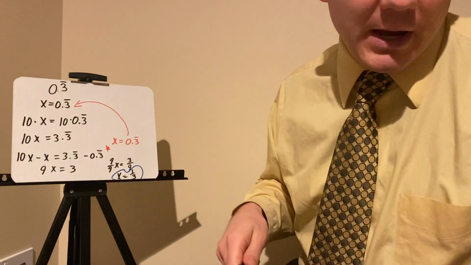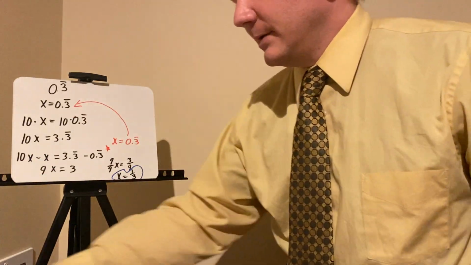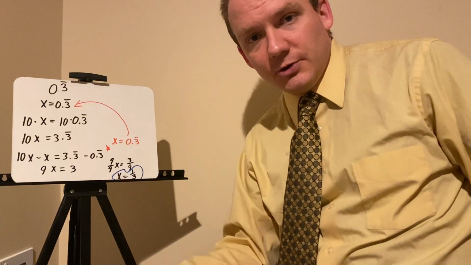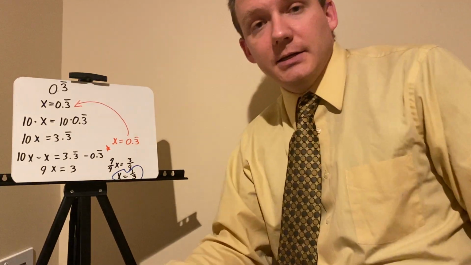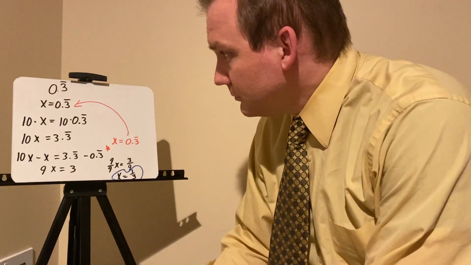Now we've talked about identifying decimals as repeating or terminating. Repeating is when you have that pattern going on. Terminating is when they have an end. They don't go on forever.